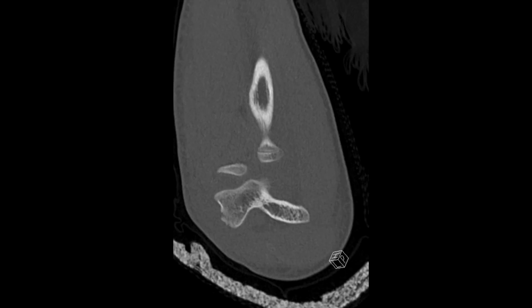Now let's look at some CT images from that same day and the same patient. Here what we're looking at is a CT slice through the elbow. We can see the radius, the ulna, and a portion of the distal humerus.